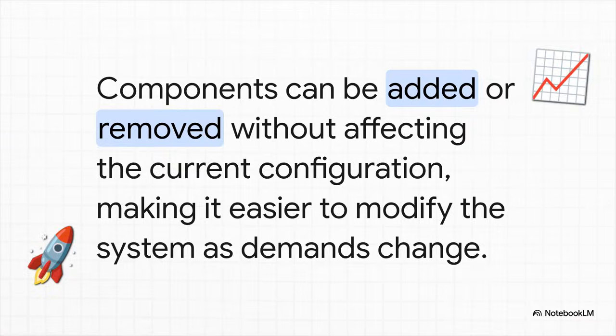First up, scalability. And this is a huge one. Because all the different parts of the system are independent, they don't even need to know the others exist. You can add or remove them without breaking the whole thing. Need to handle way more notifications? Cool, just spin up more notification services. This makes it incredibly easy to grow and adapt your system when demand spikes.